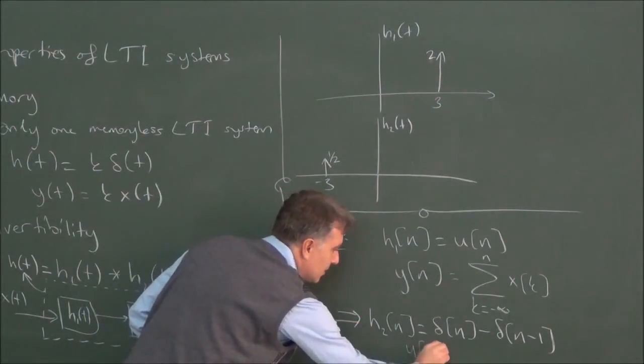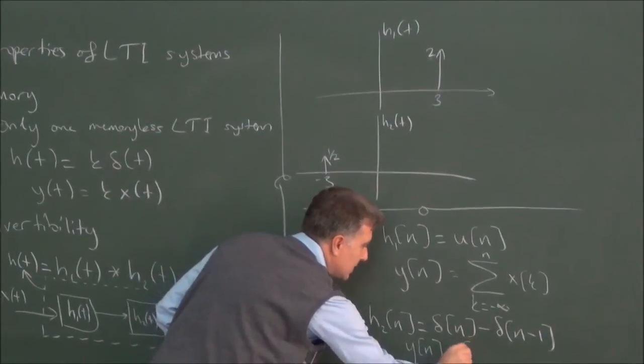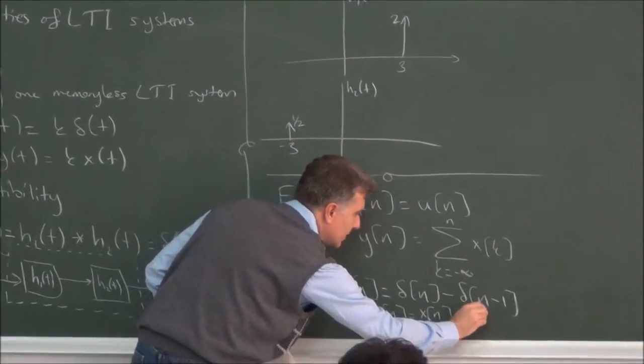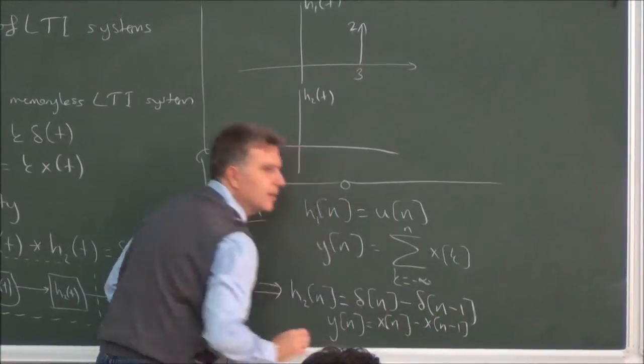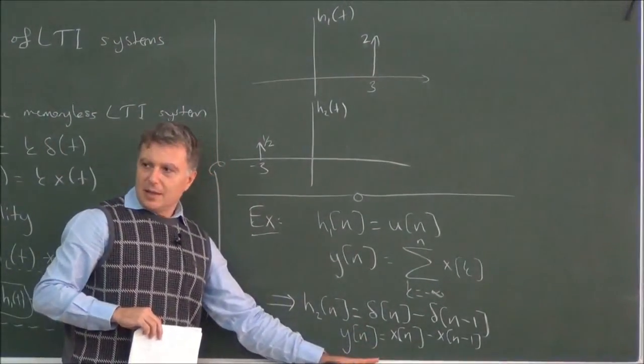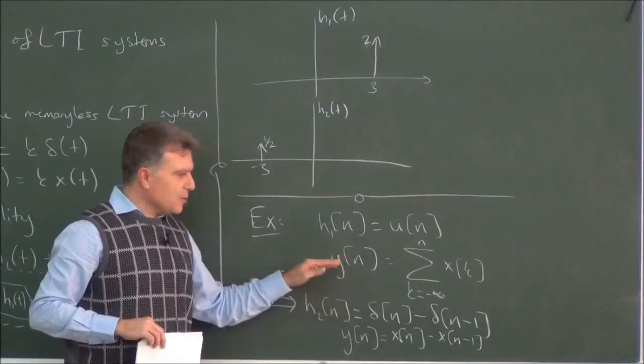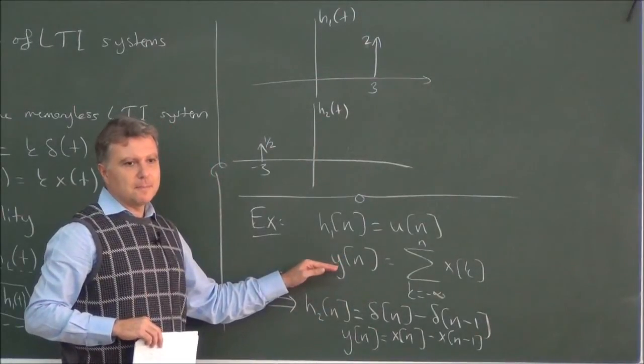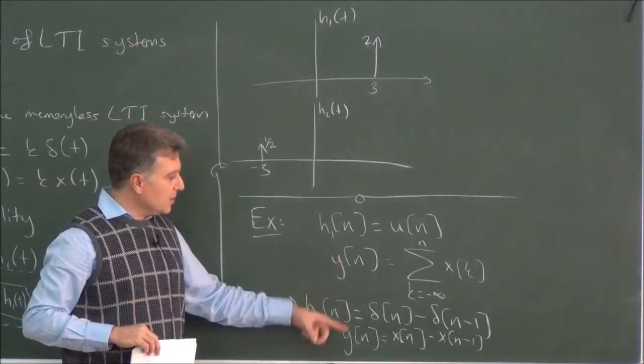It is simply y[n] is equal to x[n] minus x[n minus 1]. And we know that this is a difference operator, and this difference operator is the inverse of this accumulator operator. They are inverses of each other.